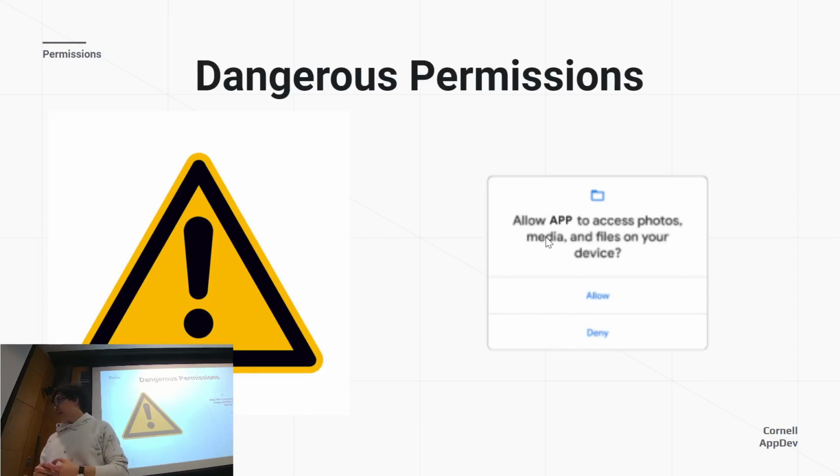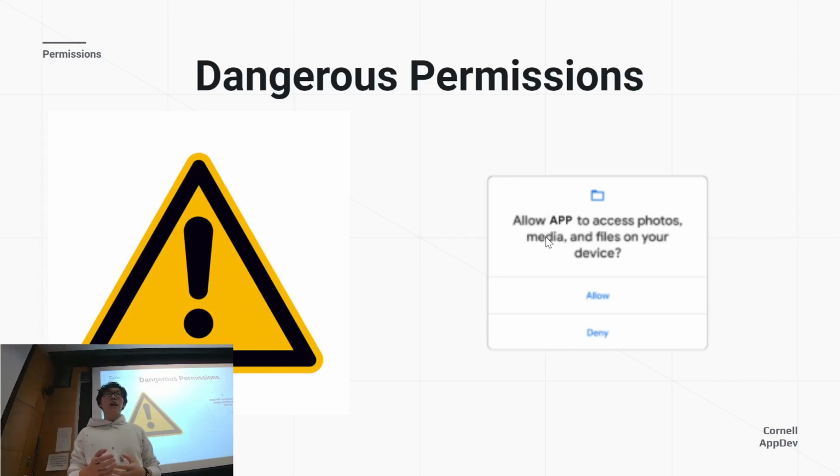So here is a dangerous permission, right? You might have seen this. It says, will you allow this app to access your photos, media, and files on your device? A lot of the times you want to be as transparent as possible on why you're requesting these specific permissions. For example, on Google Maps, if you're not willing to give your permission, you basically cannot use this app.